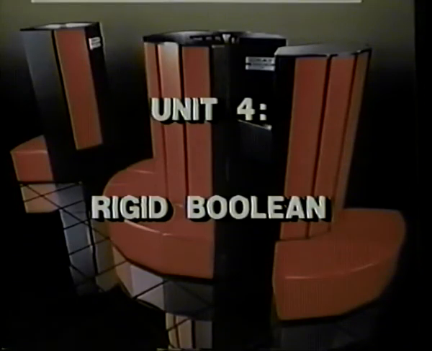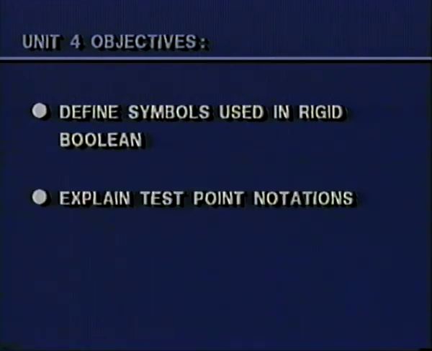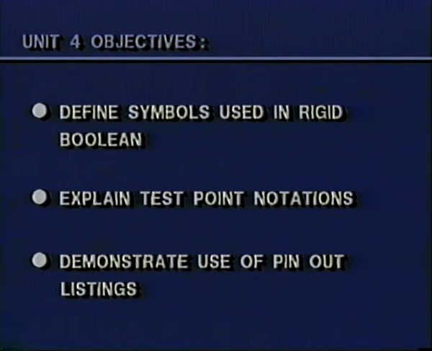Unit 4, rigid boolean. The objectives of this unit are to define the symbols used in rigid boolean, explain the test point notations, and demonstrate the use of pinout listings.